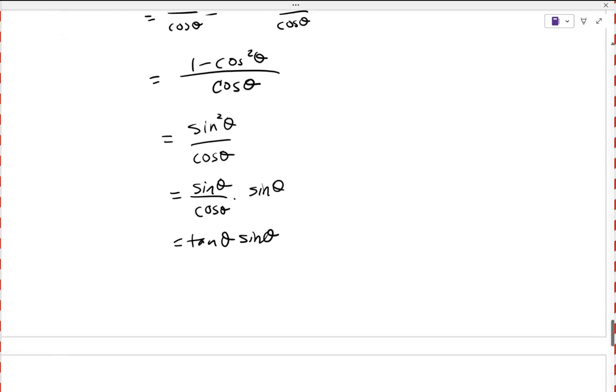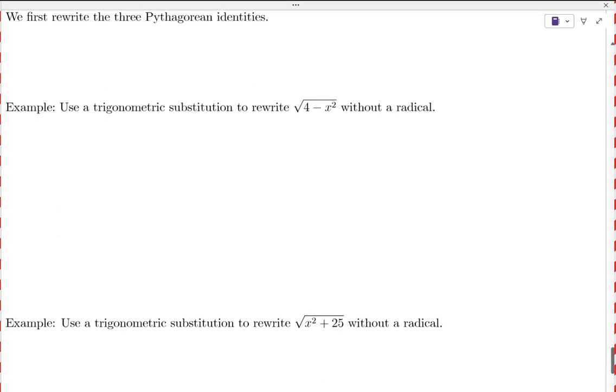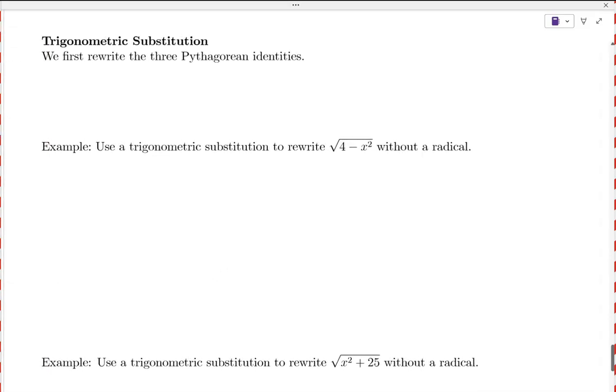All right. So this is playing around with verifying identities. We're going to create some new identities starting on Monday. We'll have to add to our toolbox as well.